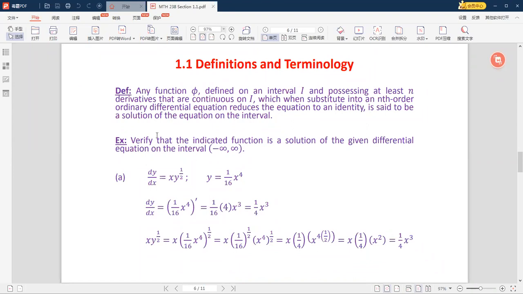So we verified that the function y equal to 1 over 16 x to the 4th satisfies the differential equation, because when we plug in this function into the differential equation, the equation holds. Does it make sense?